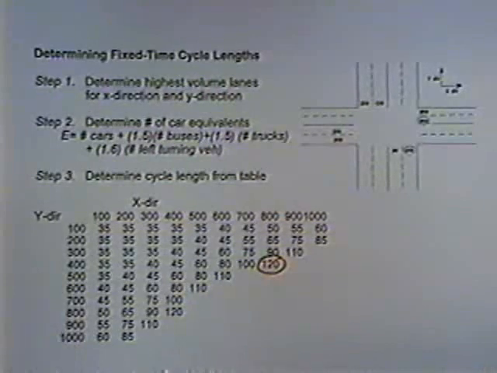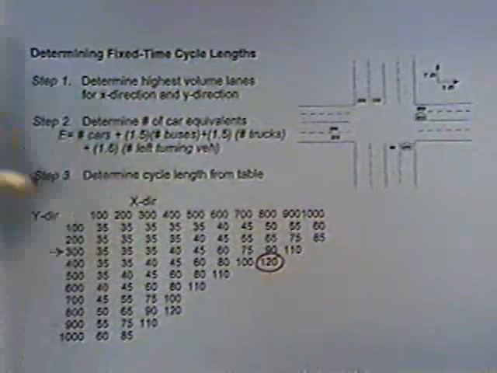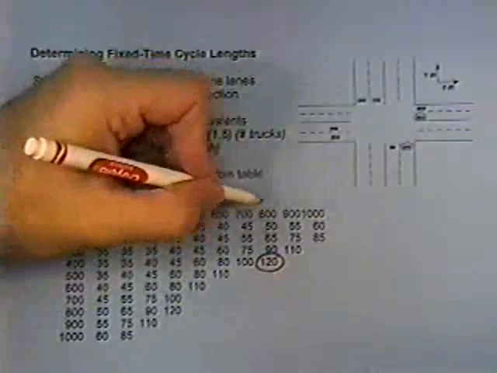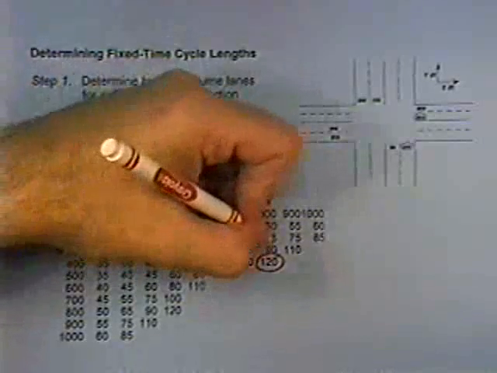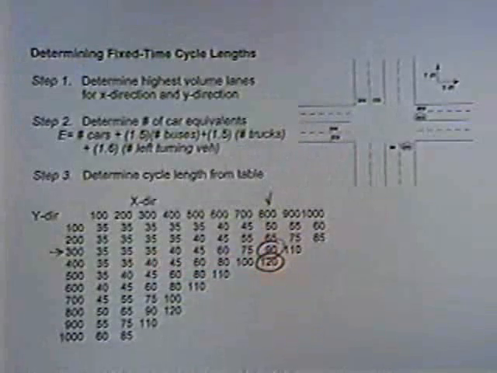I circled the wrong number on here. Our highest Y direction volume was 300. Our highest X direction volume was 800. And I should have circled the 90-second cycle from this particular chart. So here's a real quick way to come up with a cycle length for this particular intersection.